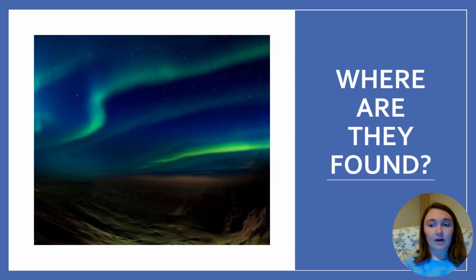So now that we know how they're formed, let's talk about where they're found. They're mostly at the northern and southern poles here on Earth, but they can be found farther from the poles during strong geomagnetic storms. Auroras are not only found on Earth, but on other planets in our solar system as well. Saturn and Jupiter produce very strong auroral displays because they have stronger magnetic fields than Earth does.